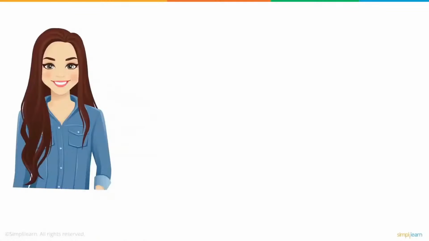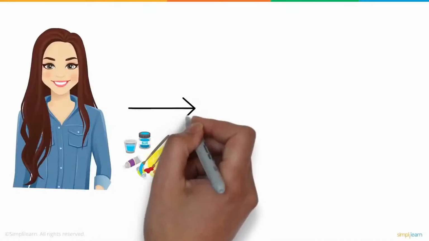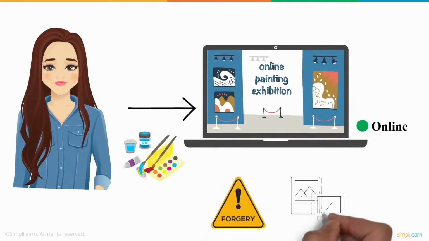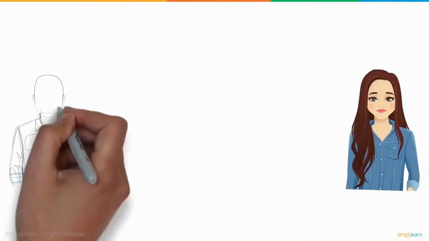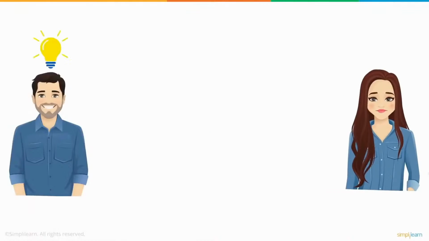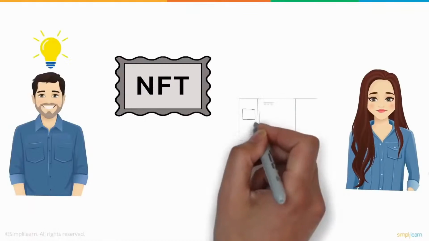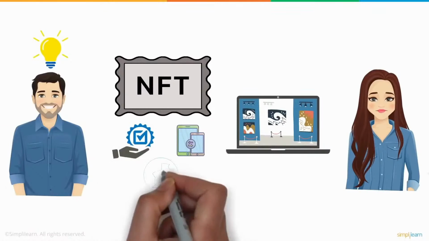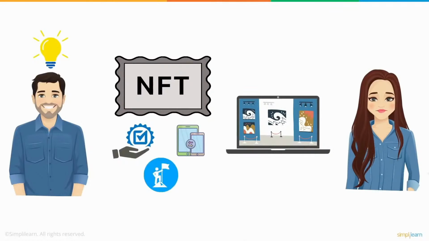Meet Susan, an aspiring painter. She wishes to conduct an online painting exhibition for all her digital artworks. However, as the exhibition is online, she is worried that her paintings won't be secure, as anyone could easily forge or replicate them. Her friend Mark came to her rescue with an idea of NFT. He suggested that Susan could buy NFTs for all her paintings, as NFTs are trustworthy, easily transferable, and will also maintain her ownership rights on her artworks.